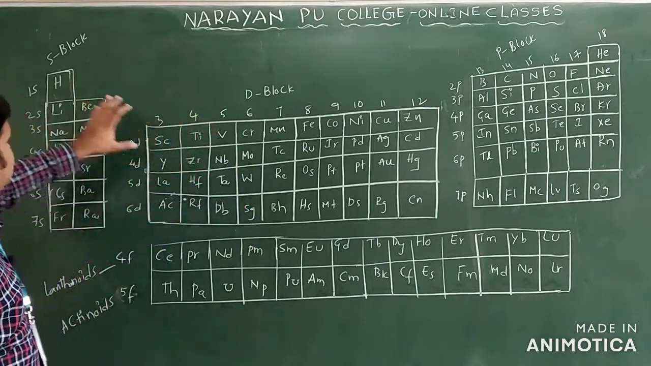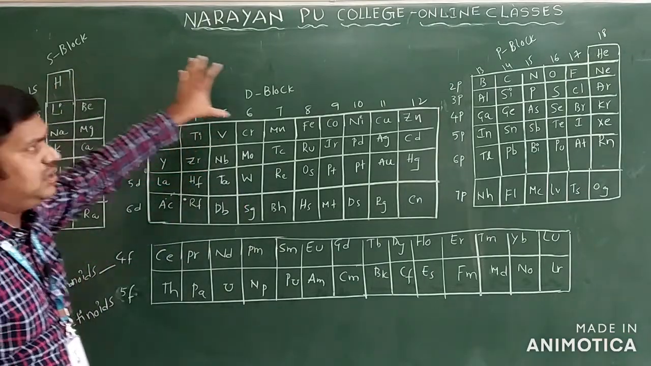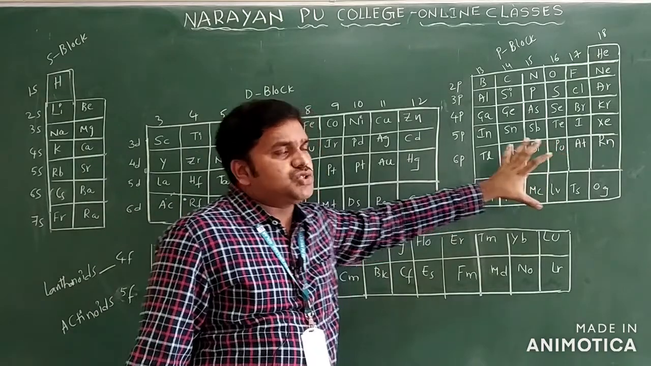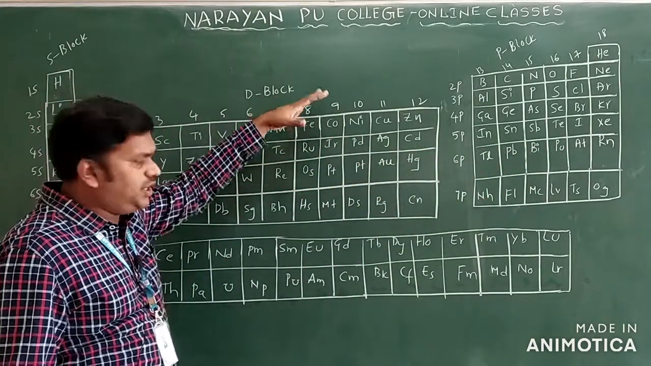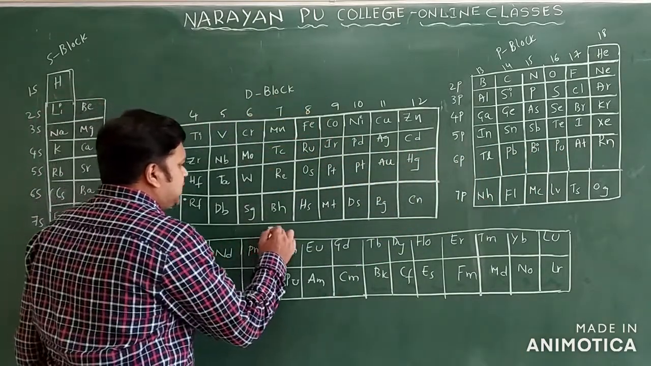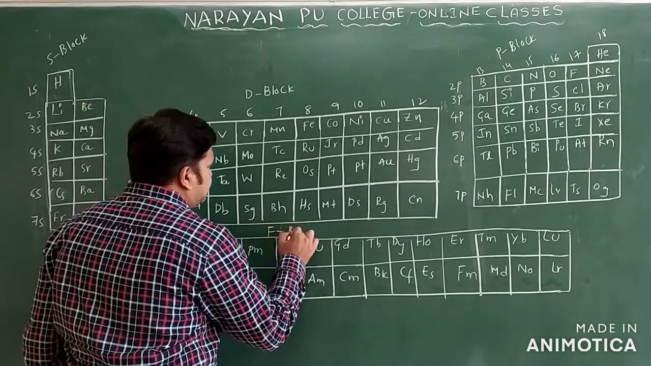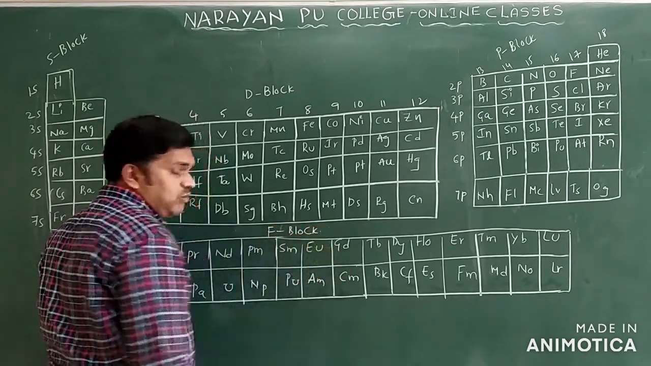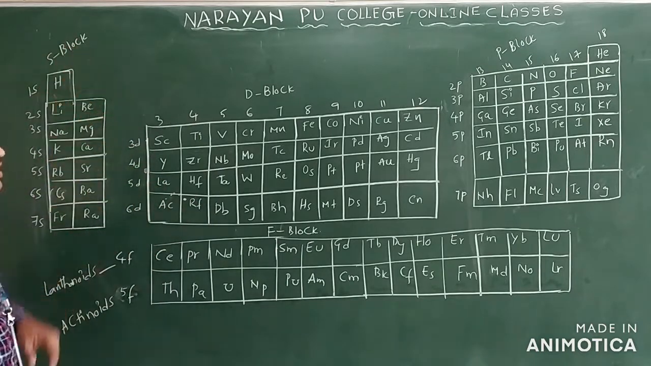Let us see what elements are there in this classification of the periodic table into the 4 blocks. This is the S block, this is the P block, this is the D block, and this is the F block. Let us see the S block elements. The differentiating electron enters into the s orbital of the valence shell only.